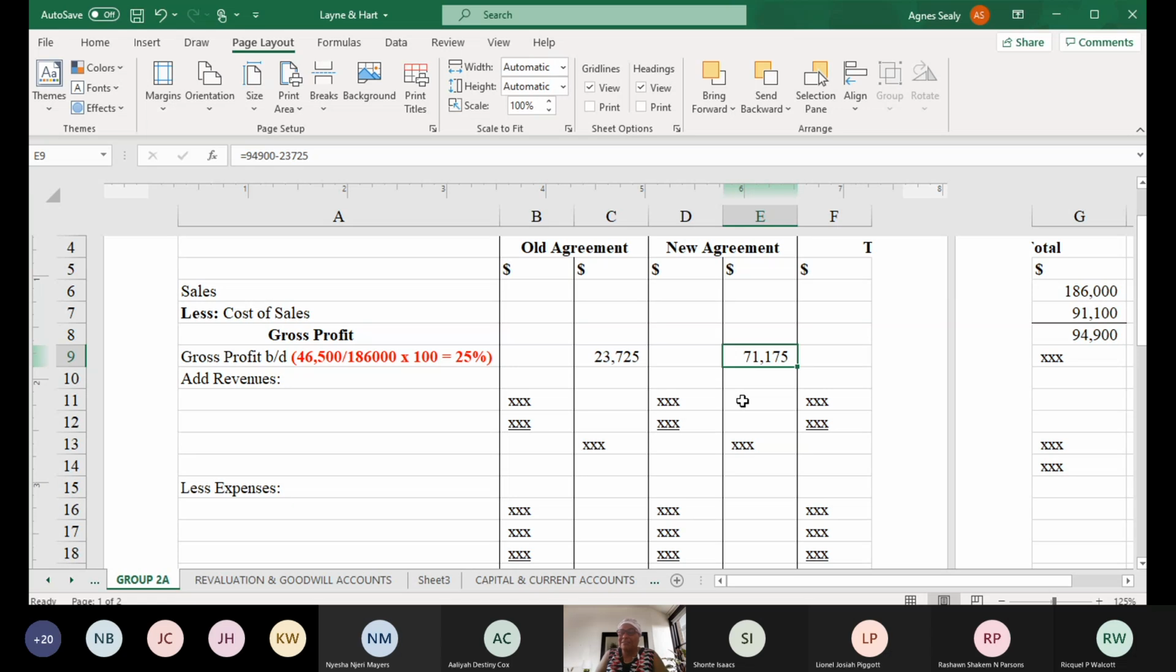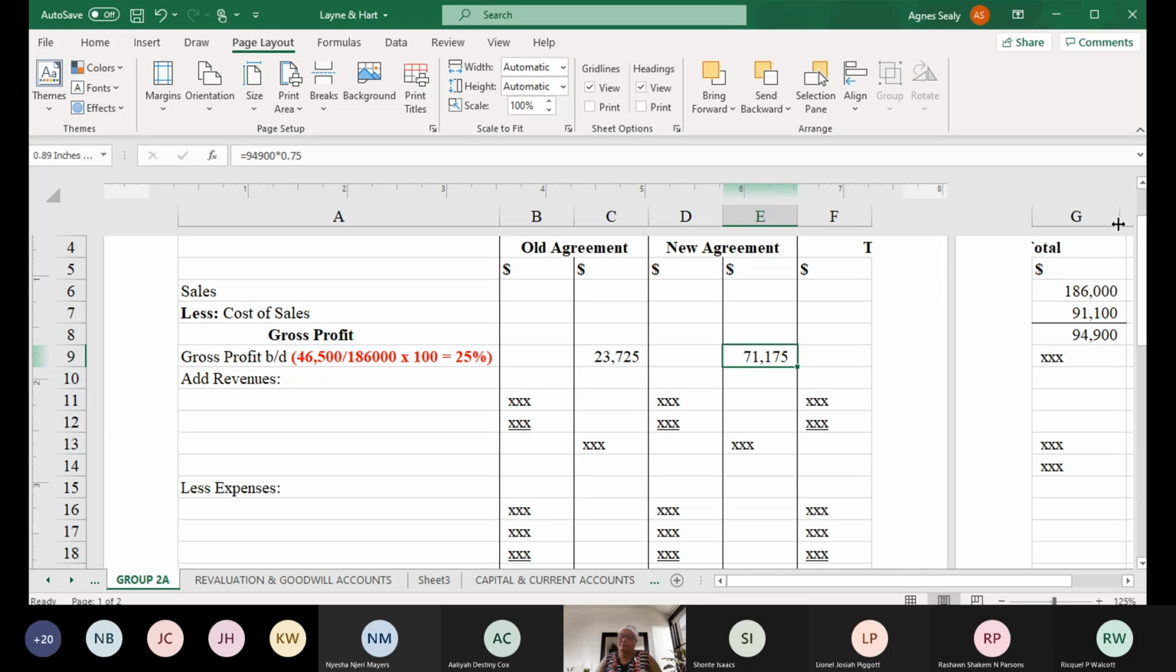So sometimes I find that this happens too when people are doing projects as well. You argue your point and your reasoning, because your reasoning and your logic for what you're doing helps me understand whether you fully understand or not. So you could have done it this way, the 23,725 subtracted from the 94,900, or you could have done 94,900 times the 75%. You would have gotten the same figure. Either way is correct. Yes, please.